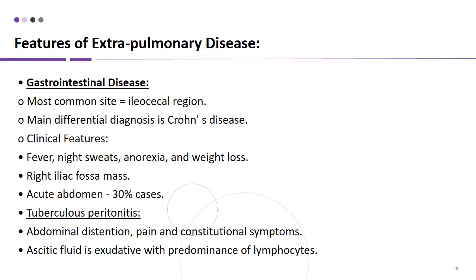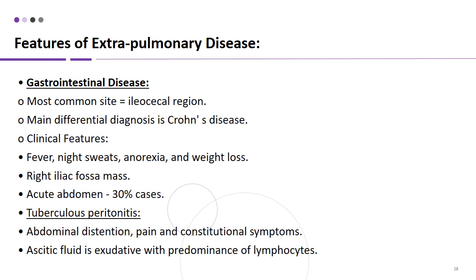So in the gastrointestinal tract, the most common site of tuberculosis is the ileocecal region, and the main differential will be Crohn disease. Also you can say typhoid fever, because there is initially lymphoid enlargement in typhoid. And the clinical features may include the same B symptoms: fever, anorexia, night sweats, and weight loss. Other than this, a right iliac fossa mass can be felt on examination.